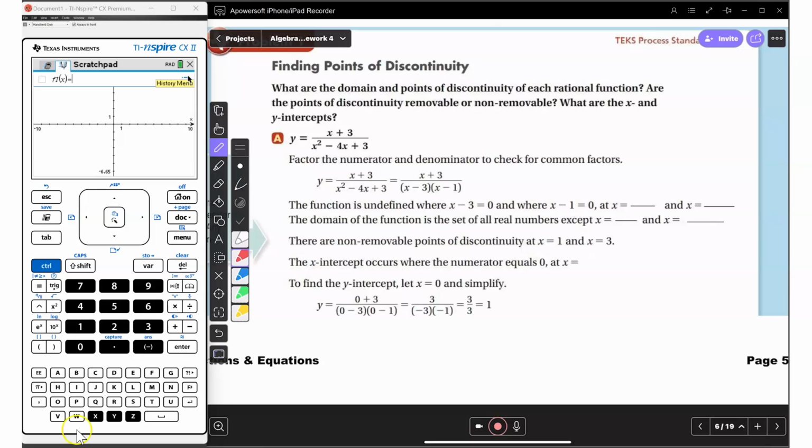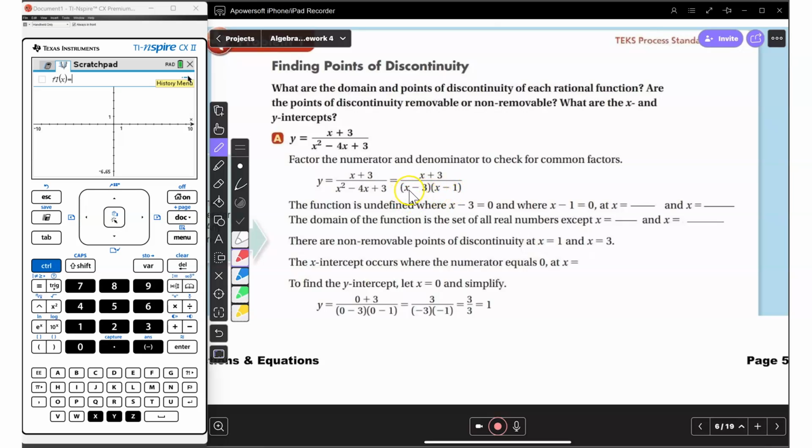Example 1. What are the domain and points of discontinuity of each rational function? Are the points of discontinuity removable or non-removable? What are the x and y intercepts? So you notice that we have y equals x plus 3 over x squared minus 4x plus 3. We're going to go ahead and find the factors of the denominator. We have x squared minus 4x plus 3, get the factors of 3, which are negative 3 and negative 1.